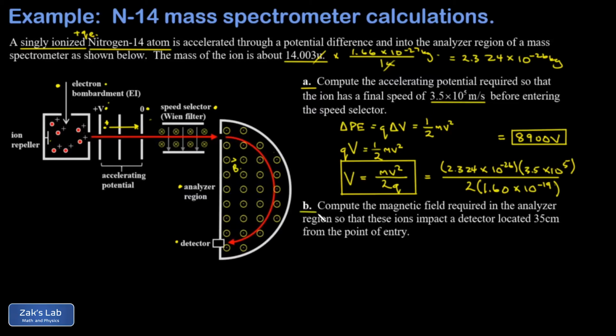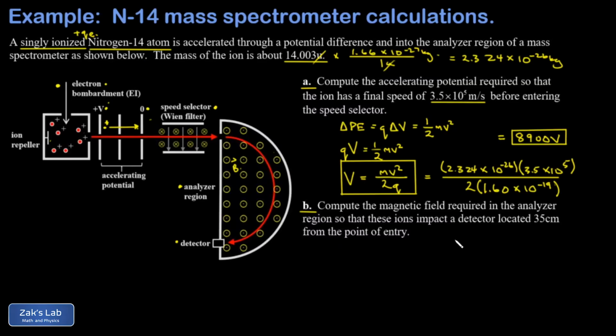In part B, we want to determine what magnetic field strength would actually cause these particles to hit the detector. And when we get to this special magnetic field strength, we're going to register a current in the machine because we have all these positive particles hitting a detector that's part of a larger detection circuit.